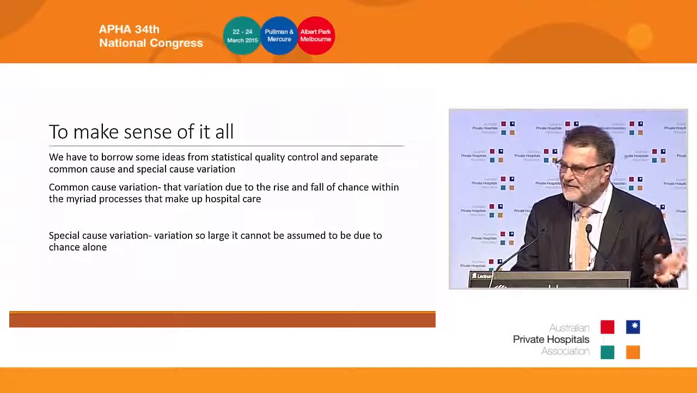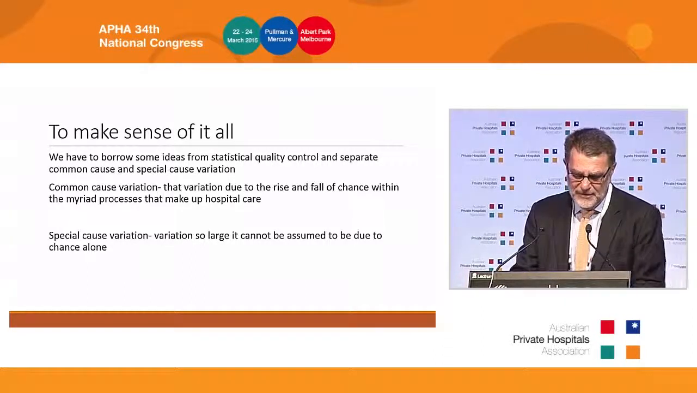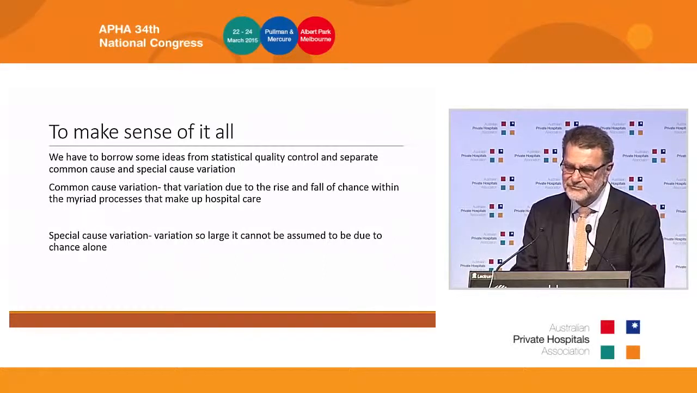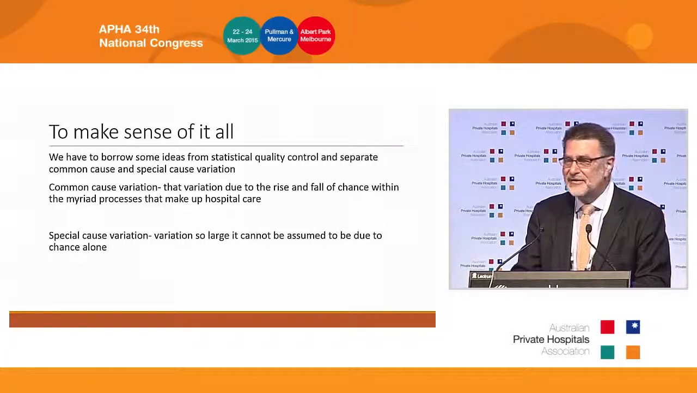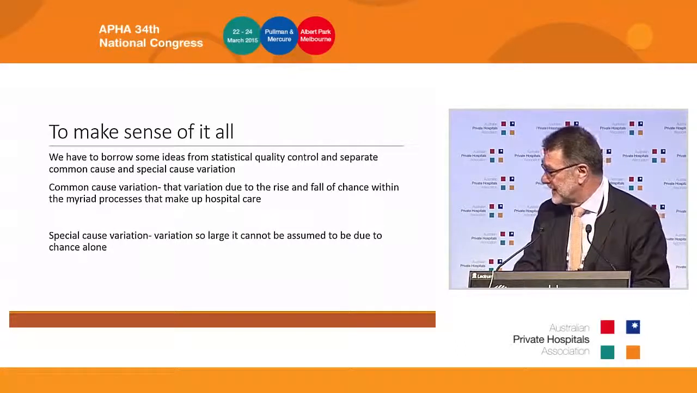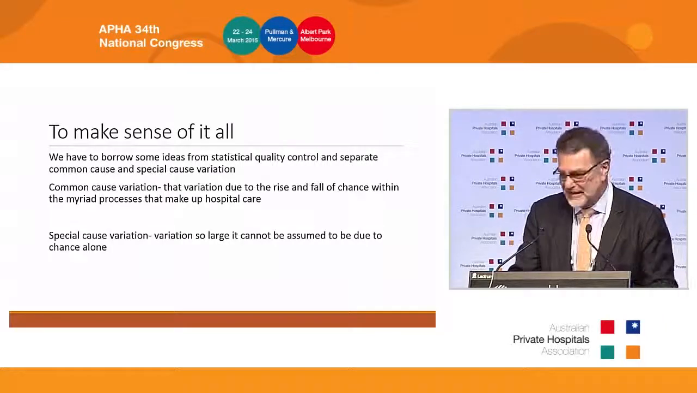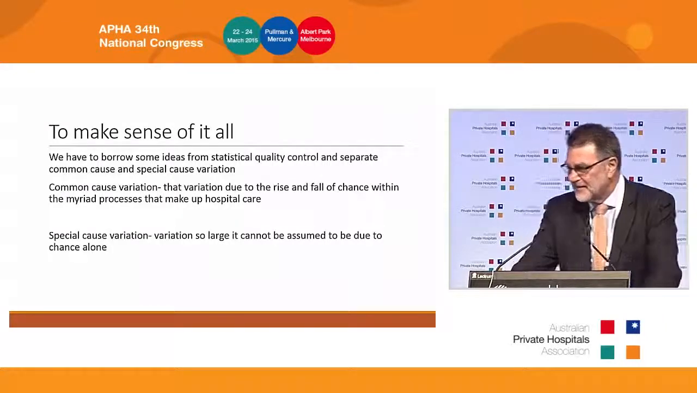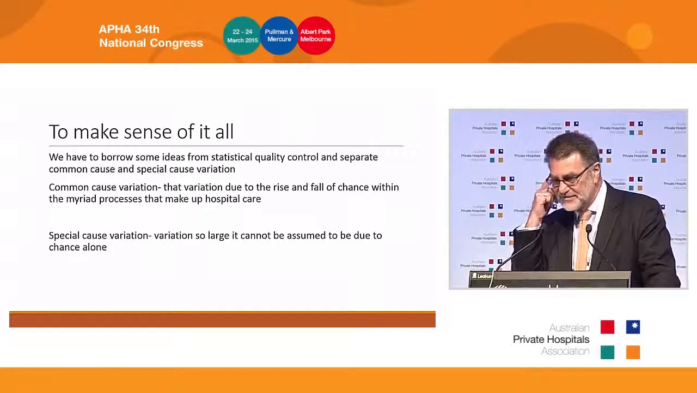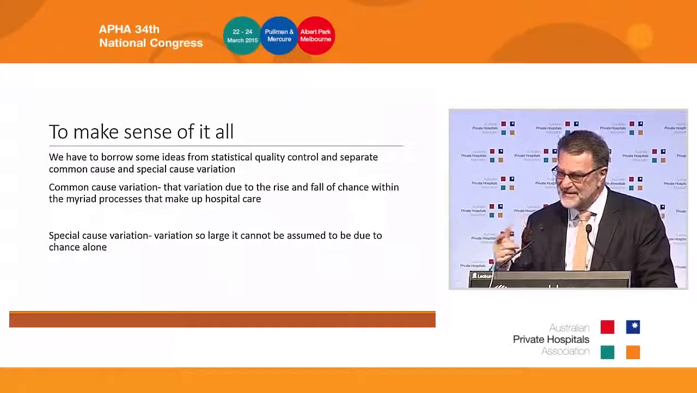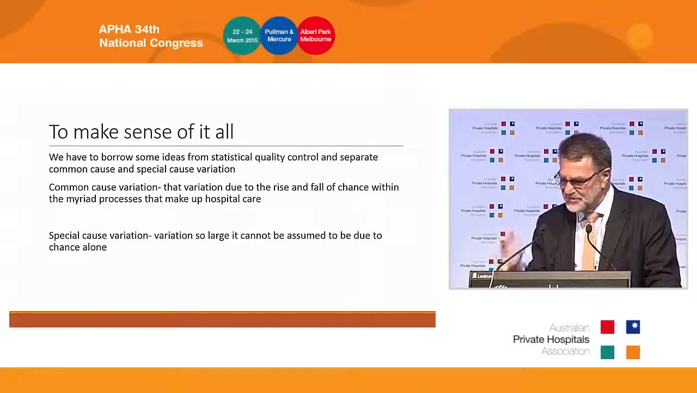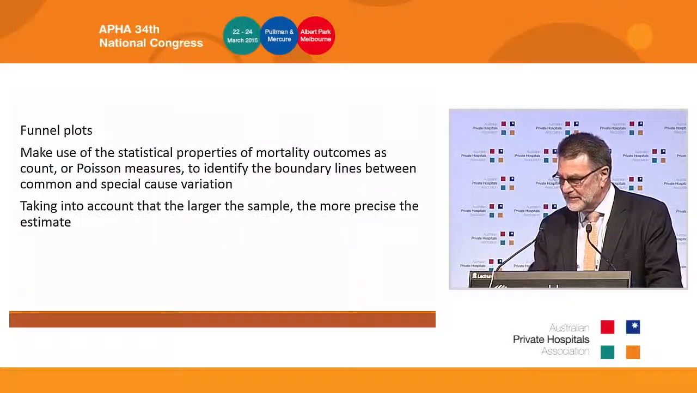And here we have a very simple formulation. We can say that when there is uncertainty and lack of clarity about a measure, there is a rise and fall of chance. Common cause variation, as it was known by Shewhart and Deming. These are ideas that we've only had in the quality community for about 100 years now. So healthcare has been rather slow to adapt these, but we're catching up. Common cause variation is variation due to the rise and fall of chance. Special cause variation is when something has happened so substantial that it can't be due to chance alone.